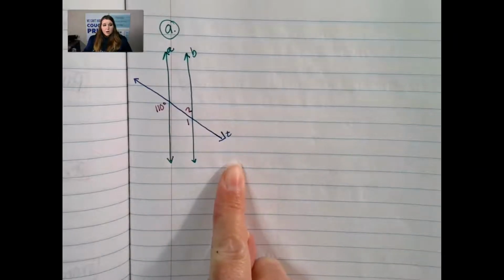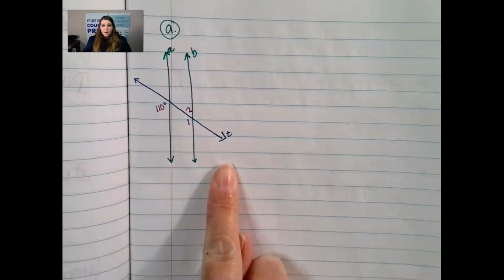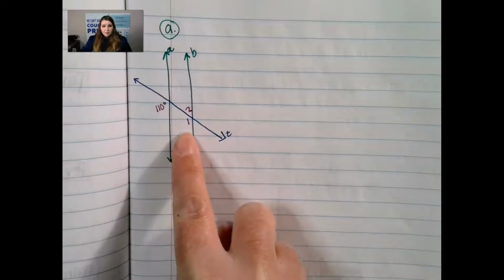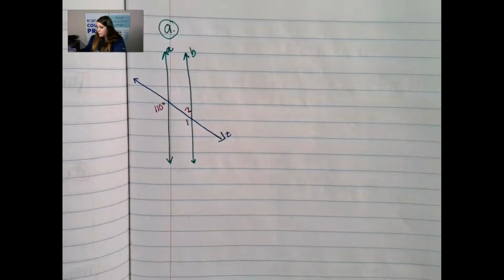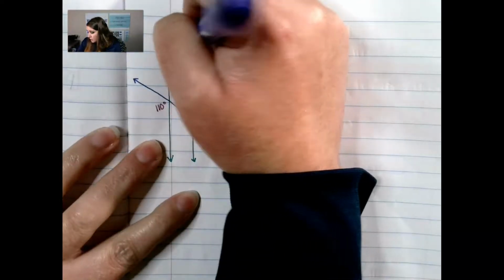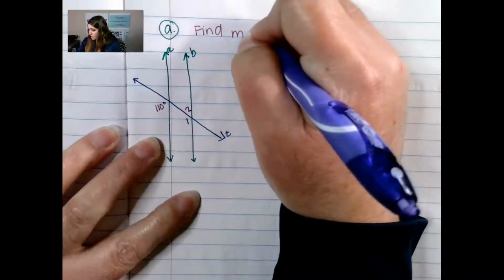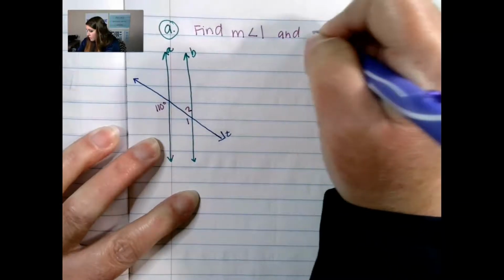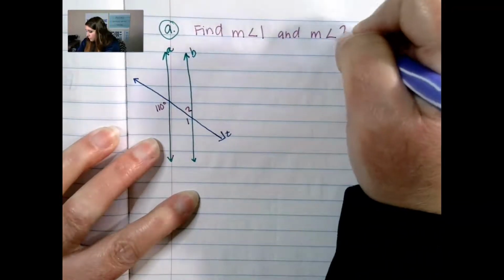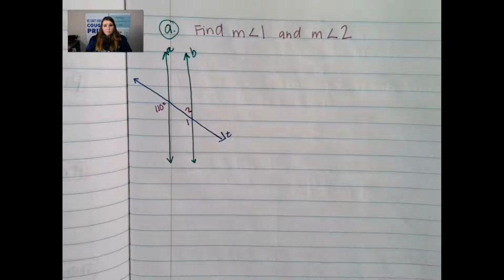So our job is to use this figure to find the measure of angle 1 and the measure of angle 2. So they want us to find the measure of angle 1 and the measure of angle 2. So we're going to look at this, and we're going to just kind of pick this apart.